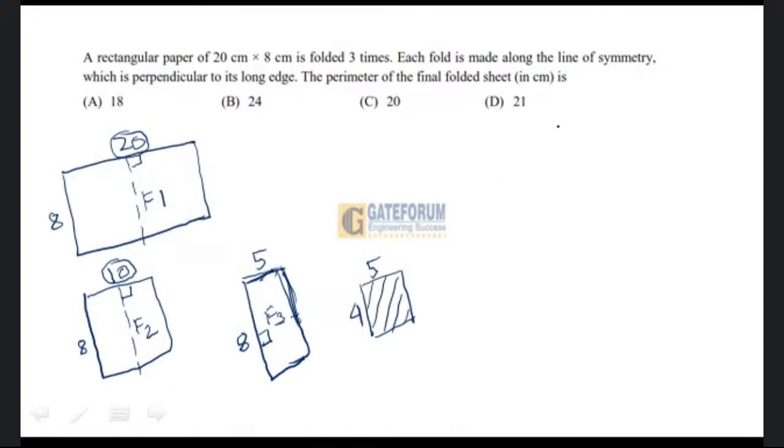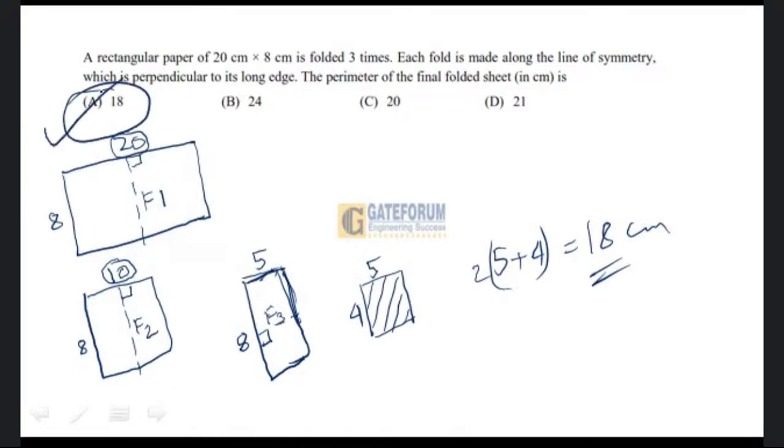The perimeter of the final folded sheet is 5 plus 4 into 2, that is 18 centimeter. So this is the correct answer.